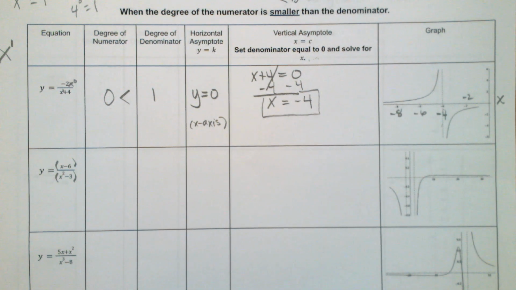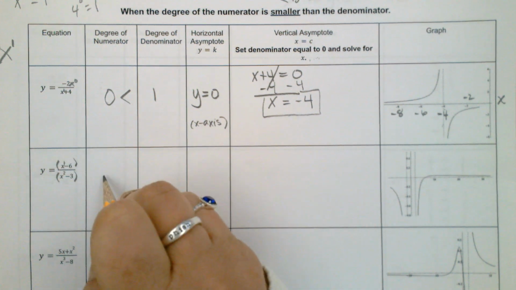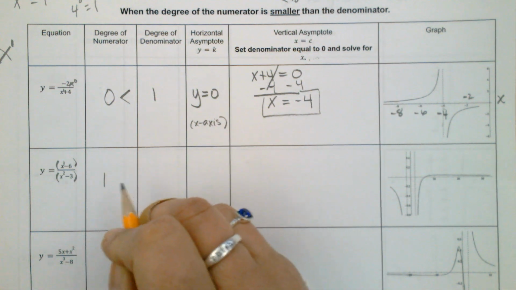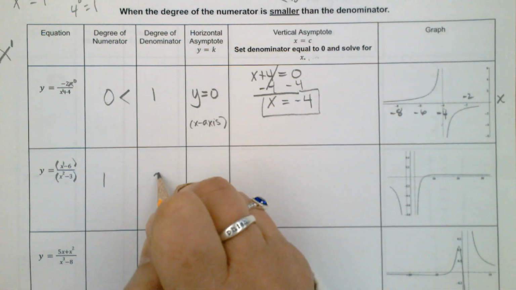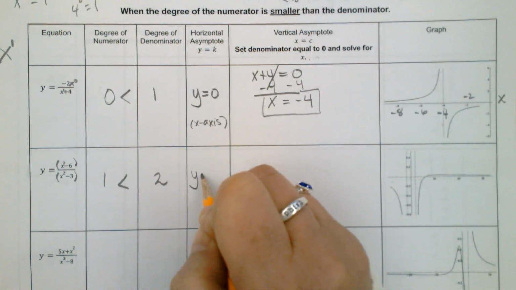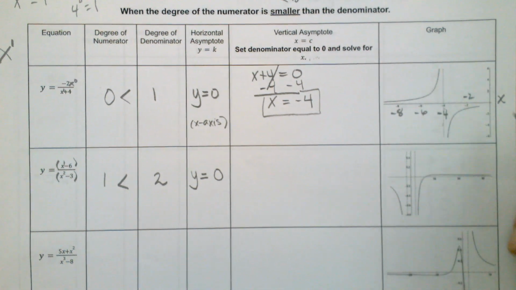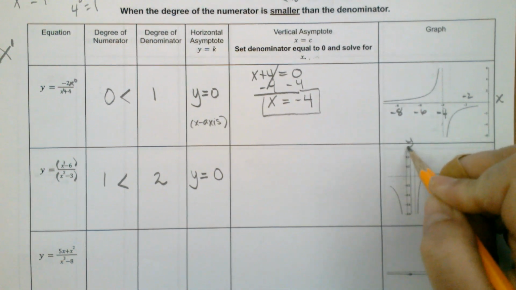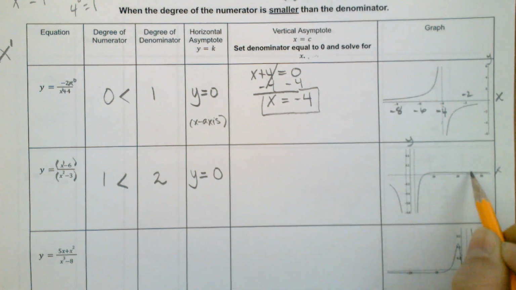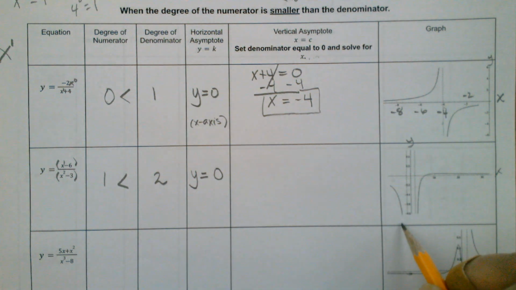All right, let's see. What's the degree of the numerator? If we look, we have x here, and that x is to the first power. And in the denominator, we see we have x squared, so we have no other x's, so that is going to be 2. We do see that 1 is less than 2, so the horizontal asymptote is going to be y equals 0 again. So at the x-axis, you do notice that it does get as close, oops, sorry, this one crosses, but this one right here is going to get as close as possible, but never cross.